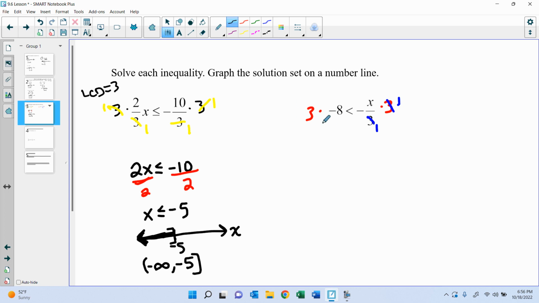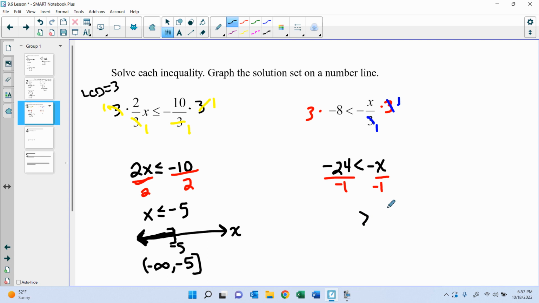So on the left, there was no denominator, so you just do 3 times negative 8, which is negative 24. You keep the less than sign, and then you're left with a minus x. So here's where we don't have a choice. To get rid of that minus x, we need to divide both sides by negative 1, because we have to get rid of that negative 1 that's in front. Well, as soon as I do that, it means that this inequality has to flip.